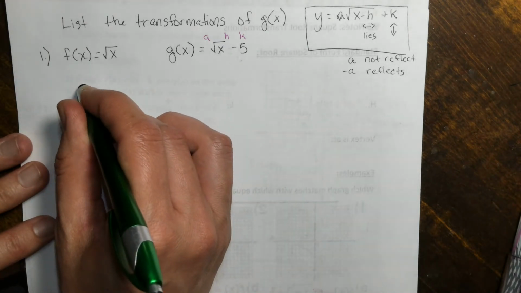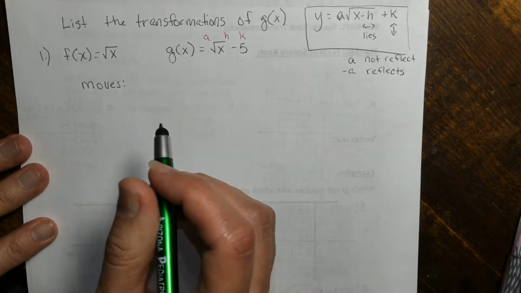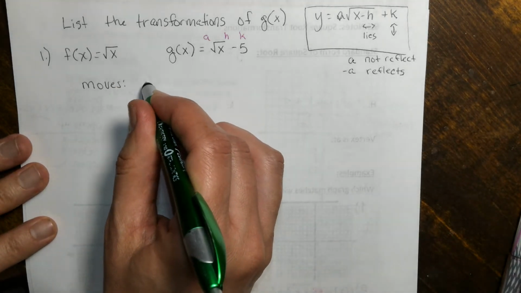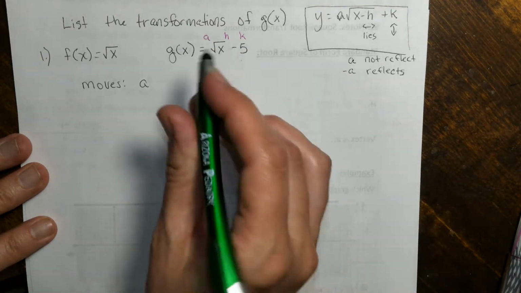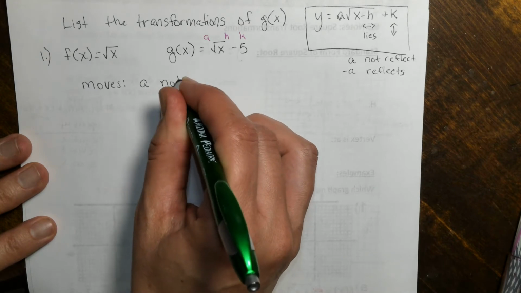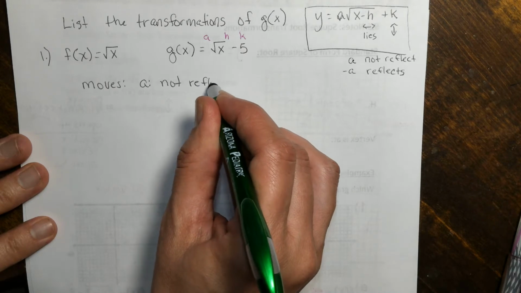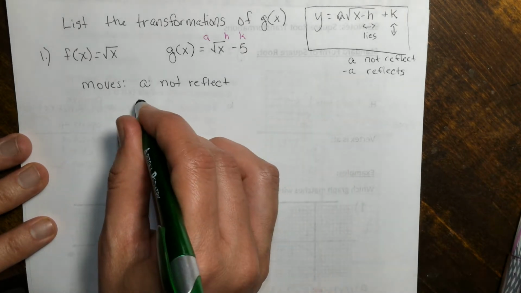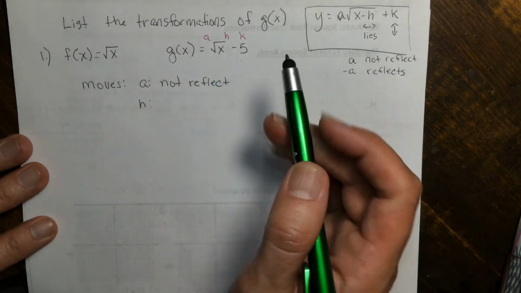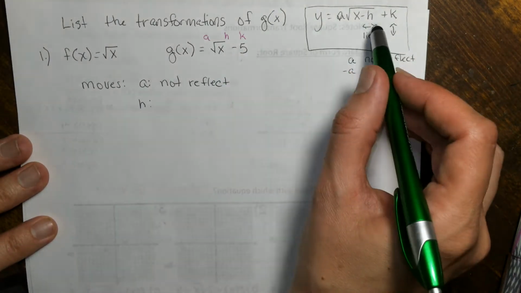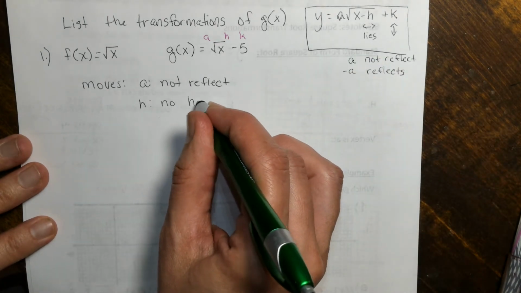So when we tell how it moves, we're going to look at each letter. First, we're going to look at a. Well, since a is positive 1, that means it does not reflect. We're going to now look at h. Since h is not there, it's 0, so there is no horizontal movement.